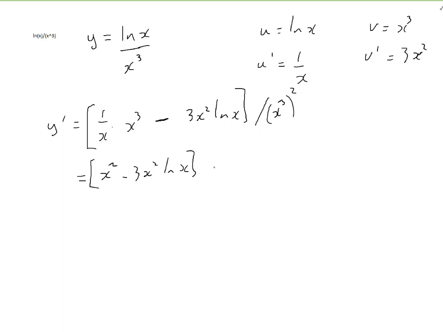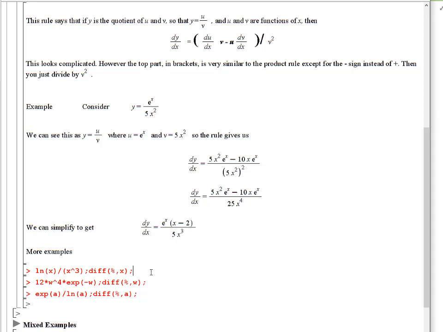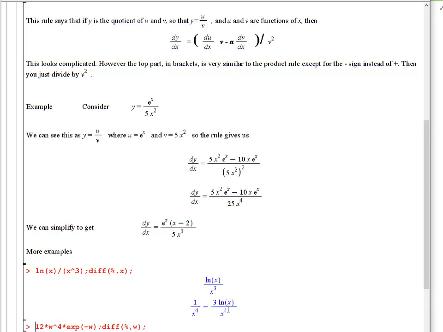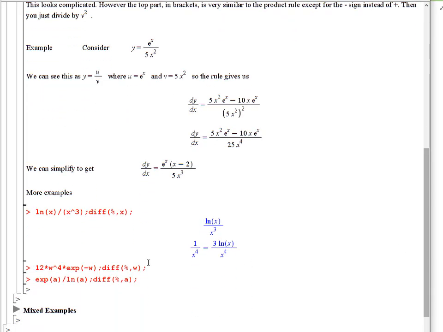is x cubed times x cubed is x to the power 6. So the final answer is x to the power 2 divided by x to the power 6 is x to the power 4. Similarly here, so we've got 1 minus 3 log x all divided by x to the power 4. And hopefully we get something like that here. Okay, so Maple has split this, it's the same answer, Maple split into 2 parts. Okay, 2 more examples of this before we go on to mixed examples.